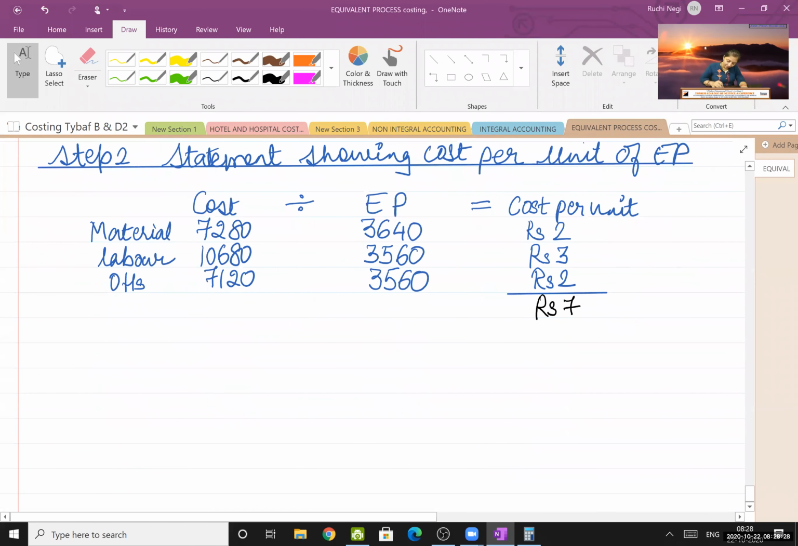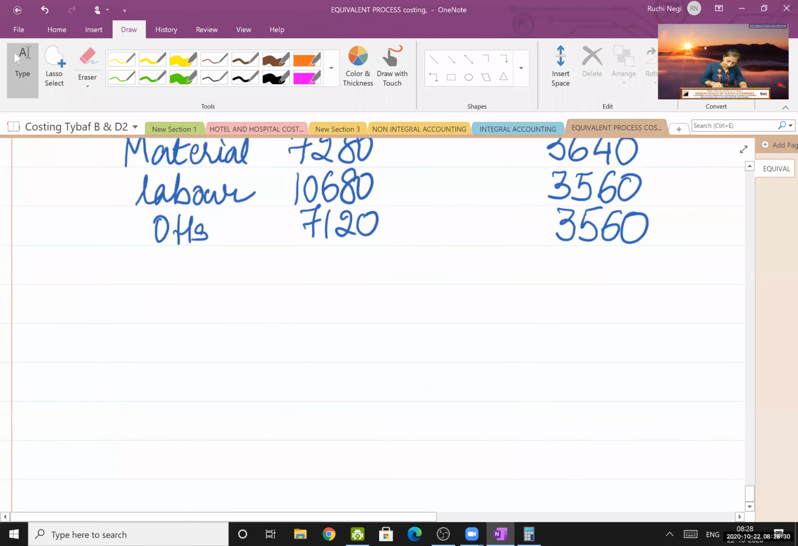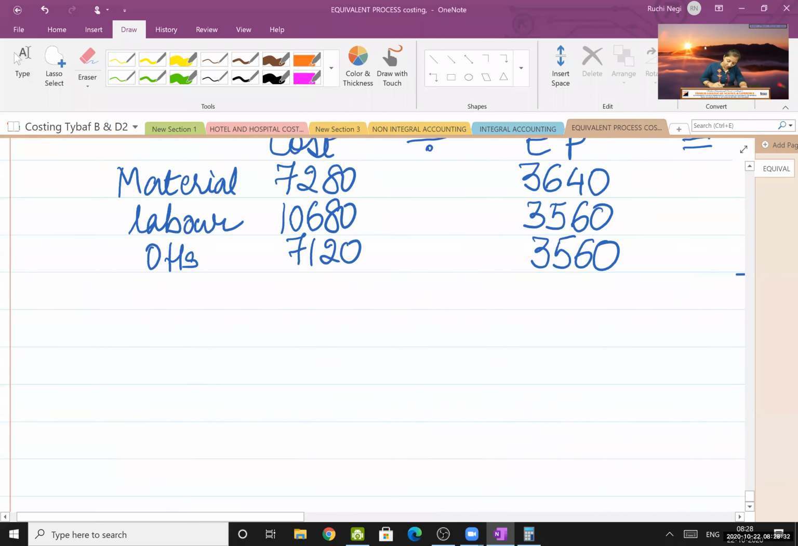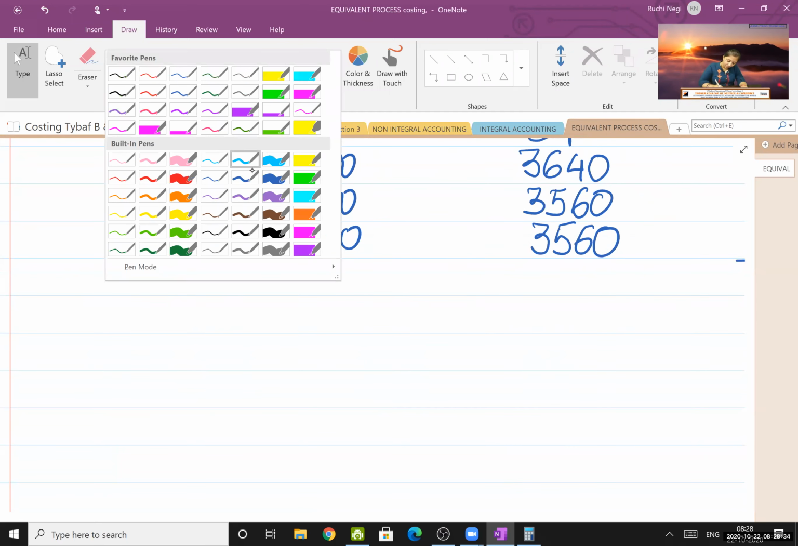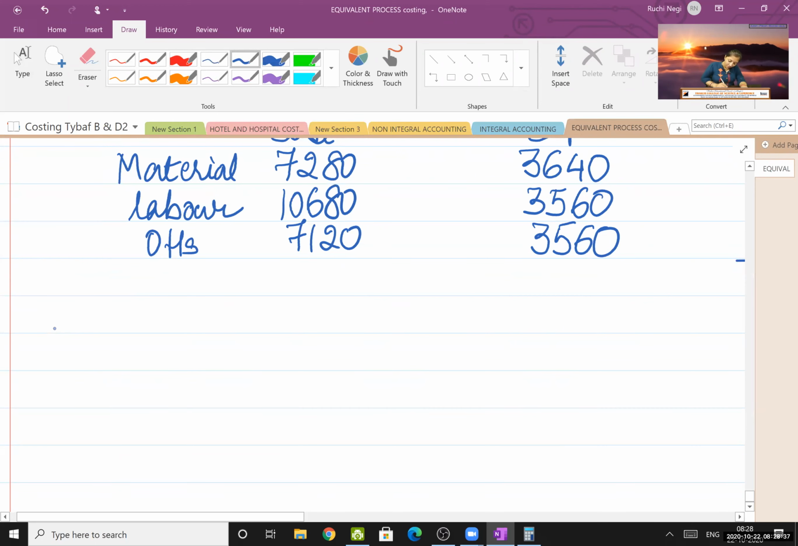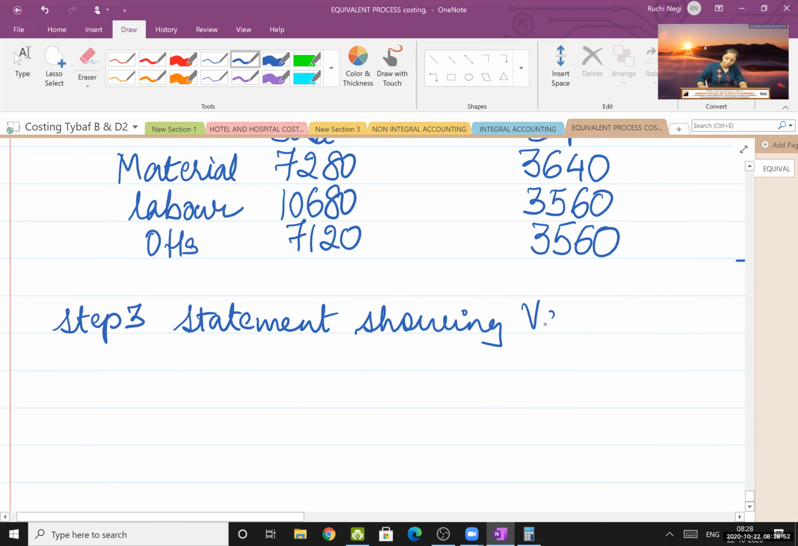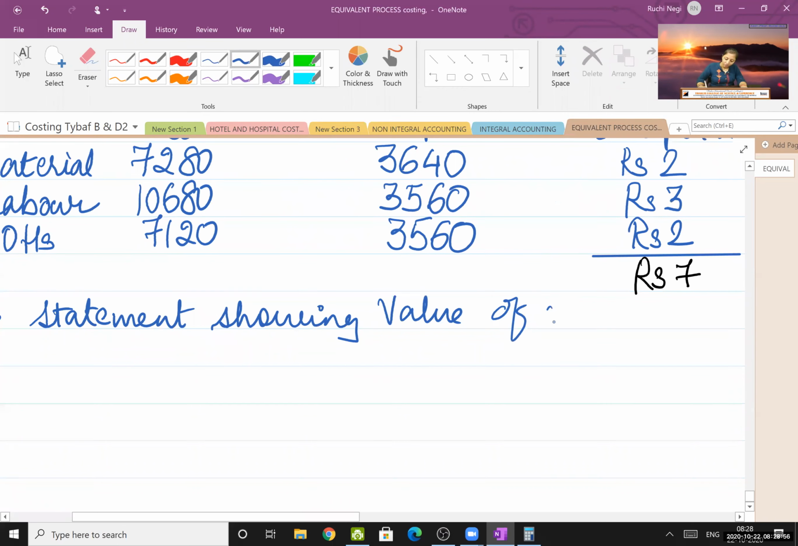Next, step 3. Statement showing value of output. Okay.